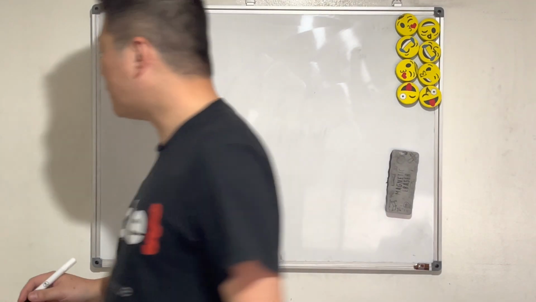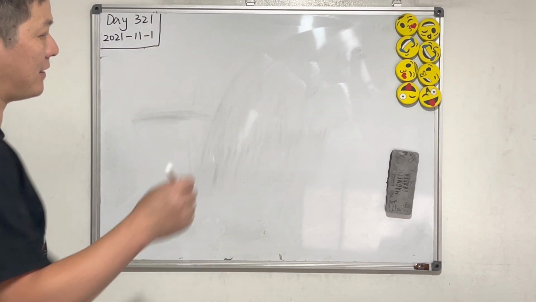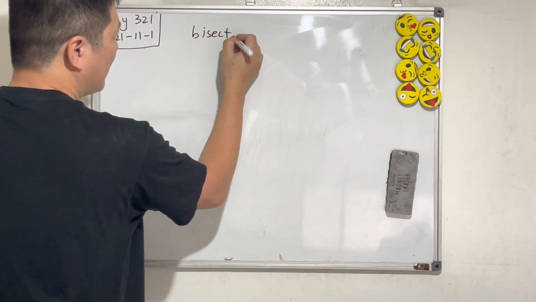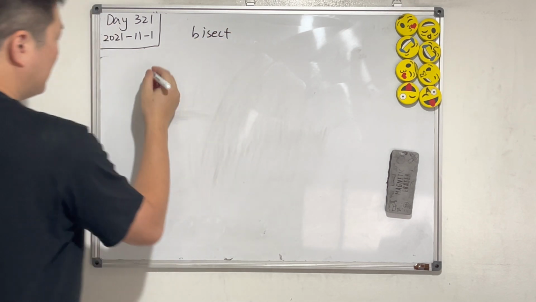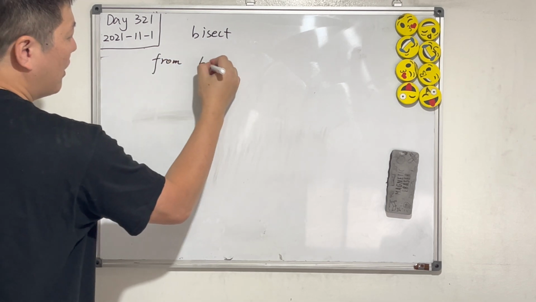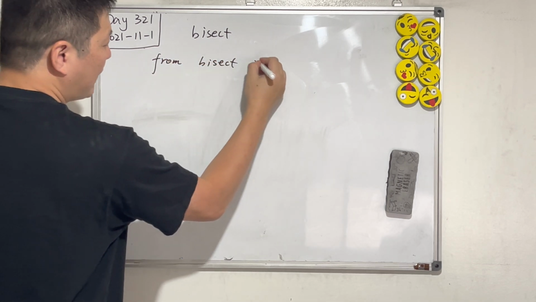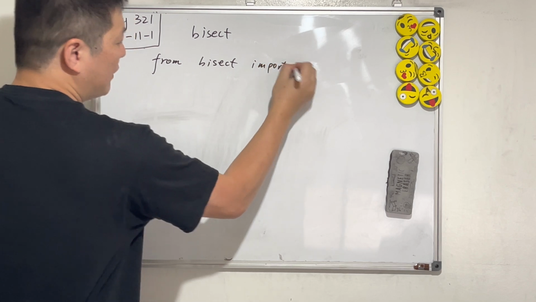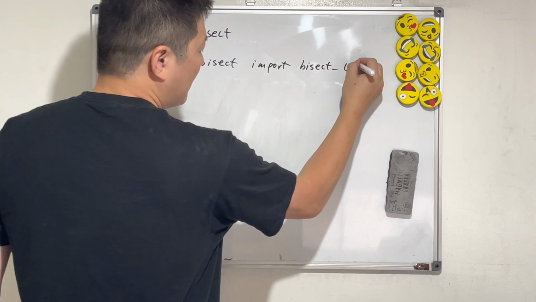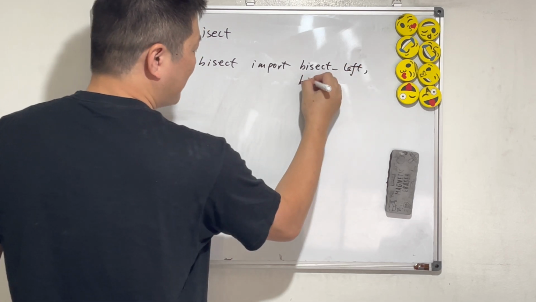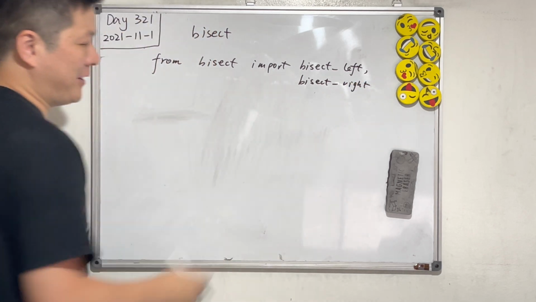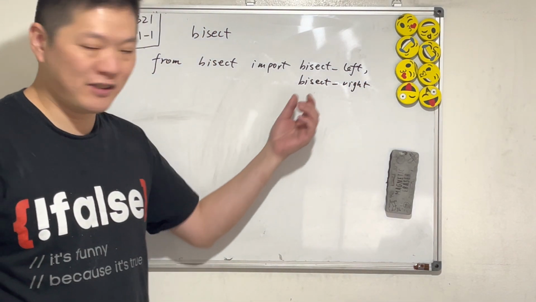Okay, so we may have used this bisect package before, yeah? Bisect. What does it mean? Bisect. So it's a package. Usually we say from bisect, we can import two functions, which are bisect_left and bisect_right. Okay, we're going to talk about this today. Bisect, binary search.